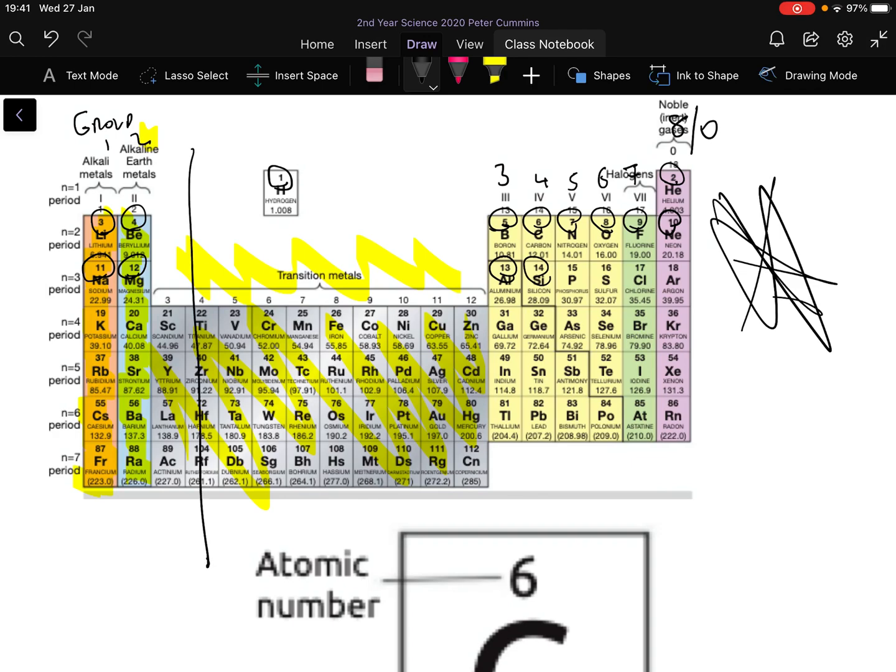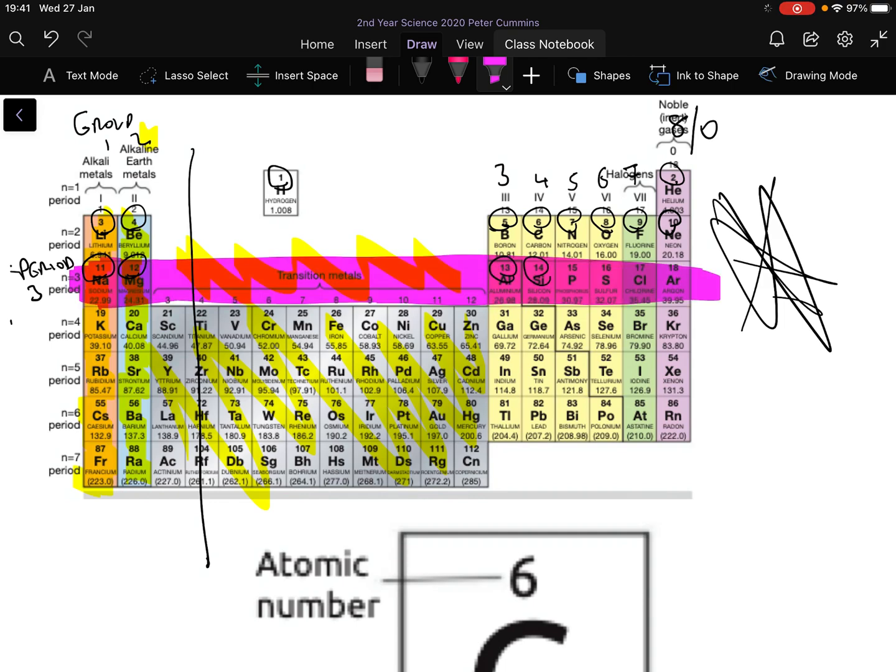Okay, the other thing I want you to remember is that the groups go down this way, and going across, you have periods. So if we're looking for, say, period 3, period 3 is here, and period 3 goes across. So we have period 1 from the top, so period 3 goes across like that. So the rows going across are periods, and the columns going down are groups.